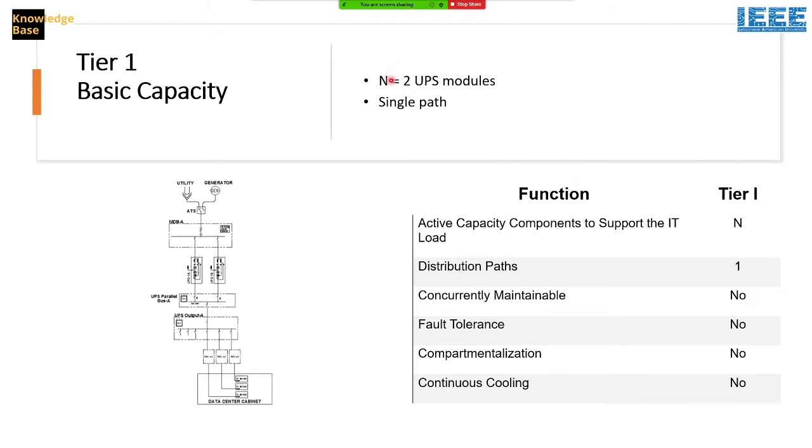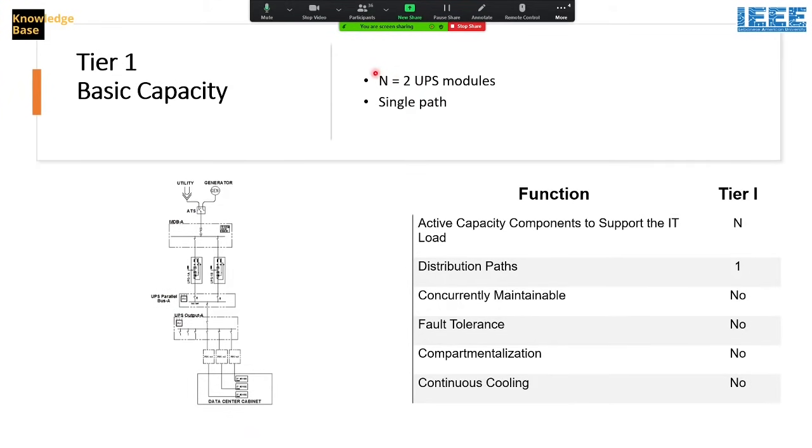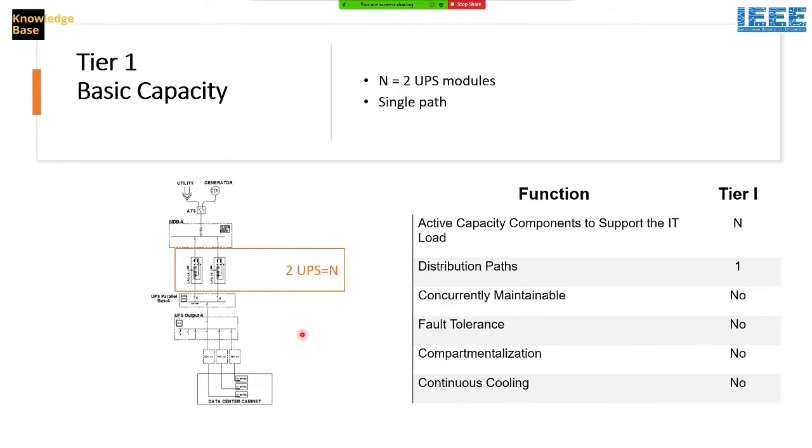Now, in data centers, we use N a lot, like N equal to UPS modules, and N means the need, or the needed power or the needed energy for your data center. So if we have N equal to 2 UPS modules and I have only two UPSs, then I'd have no redundancy. And I have a single distribution path, then this is a tier 1. There is no redundancy whatsoever.